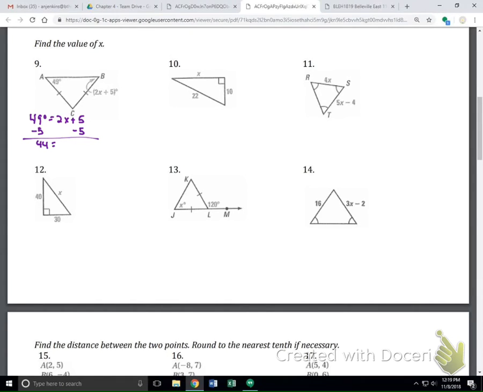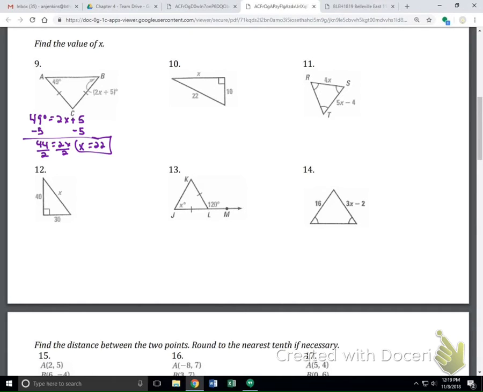I get 44 equals 2x. Divide by 2. X equals 22. If I wanted to find the measure of angle B, I would take that 22, substitute it back in, and then add 5. So 2 times 22, which is 44, plus 5, which will give me that 49.